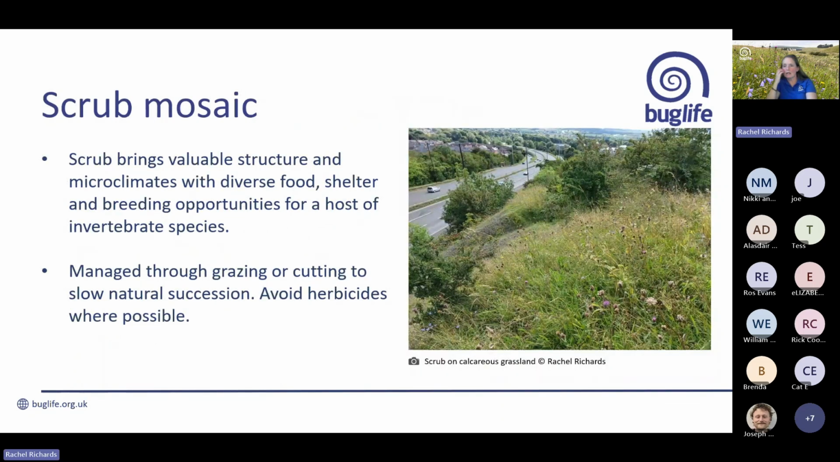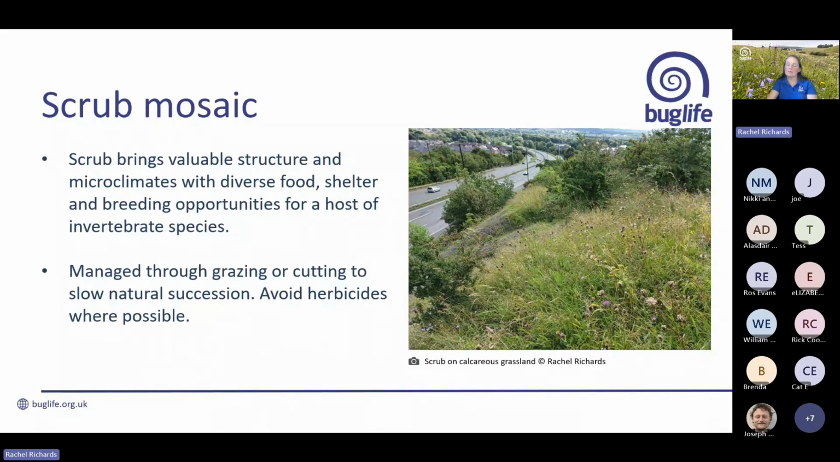And then scrub mosaic. So in conservation, we're always trying to get the right balance, and obviously in grazing, it's going to be the same because you want the grass for the livestock, but some scattered scrub actually creates a really valuable habitat for invertebrates. So it's not just about the flowers, the pollen and nectar, obviously, for invertebrates on grasses and flowers in grassland, but shrubs, so hedgerows, scattered shrubs and trees. Many of these are important flower resources as well for pollinators.